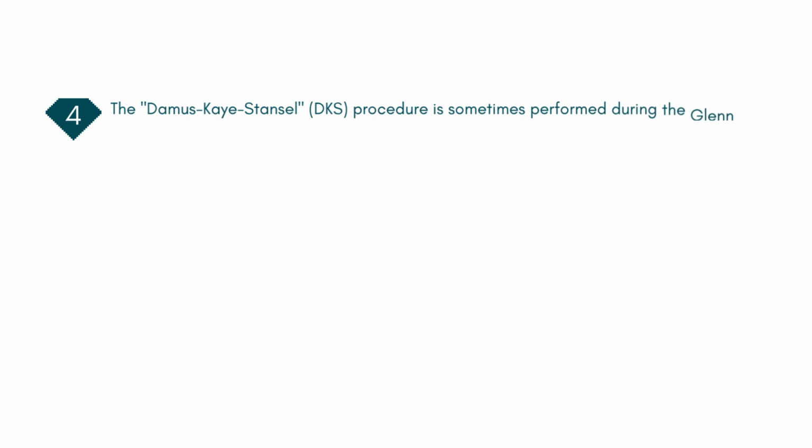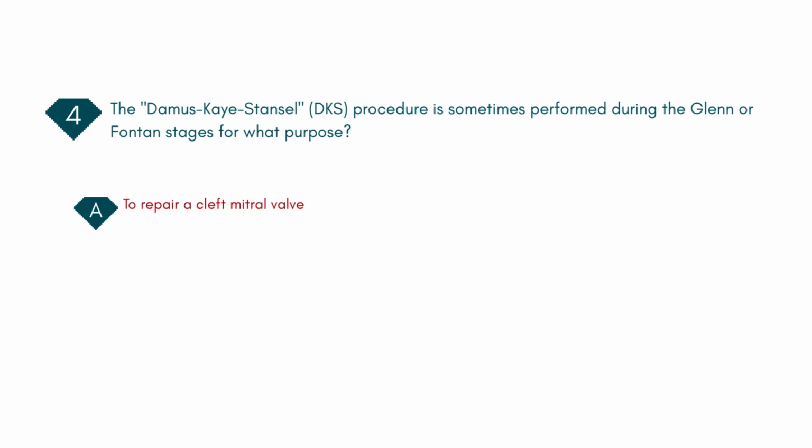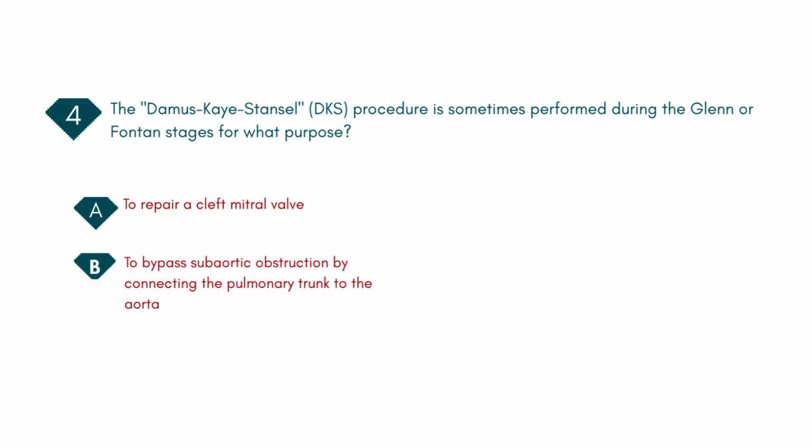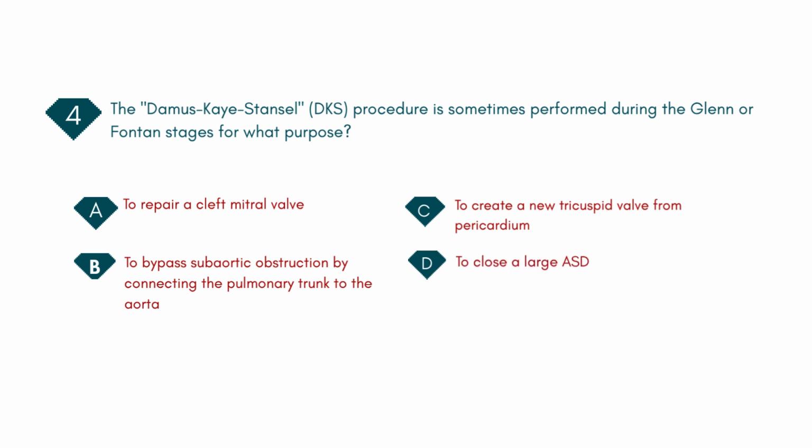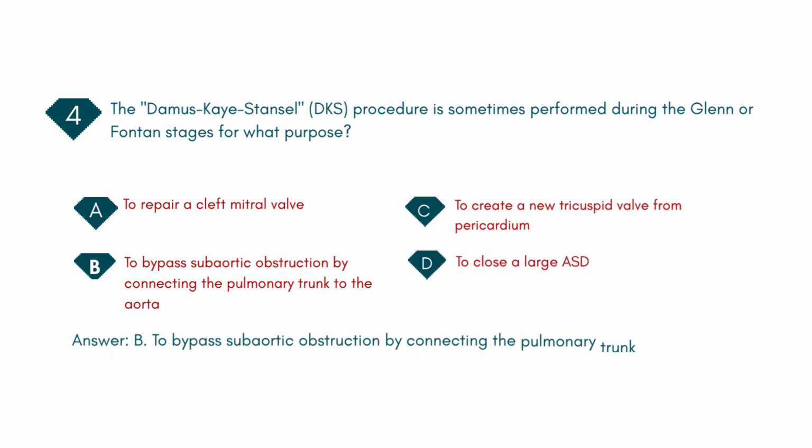The Damus-Kaye-Stansel (DKS) procedure is sometimes performed during the Glenn or Fontan stages for what purpose? A. To repair a cleft mitral valve. B. To bypass subaortic obstruction by connecting the pulmonary trunk to the aorta. C. To create a new tricuspid valve from pericardium. D. To close a large ASD. Answer, B. To bypass subaortic obstruction by connecting the pulmonary trunk to the aorta.